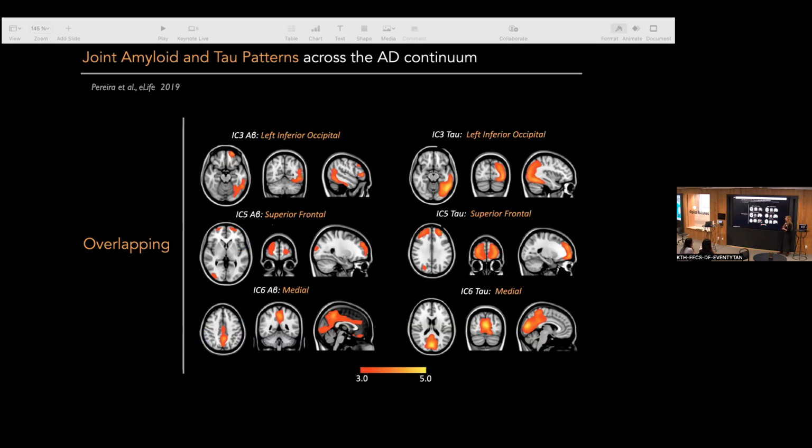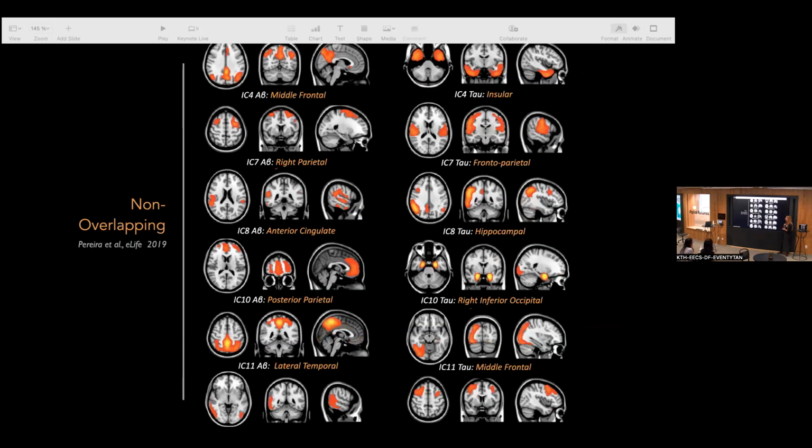But what was really surprising was that most of them did not overlap in the same brain regions. Despite being linked or strongly associated with each other, they were not overlapping in similar brain areas. Unfortunately, you cannot see the superior part of the slide, but these were the components that were linked for tau and amyloid across different components and disease stages of Alzheimer's. So from these results, we could conclude that amyloid and tau pathologies are not targeting the same spatial networks in the brain.